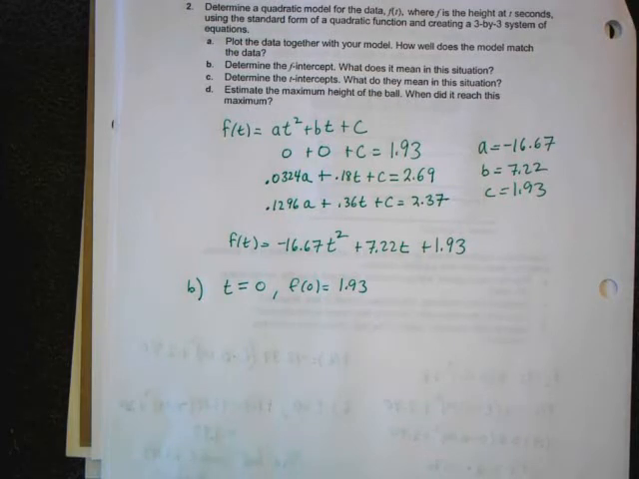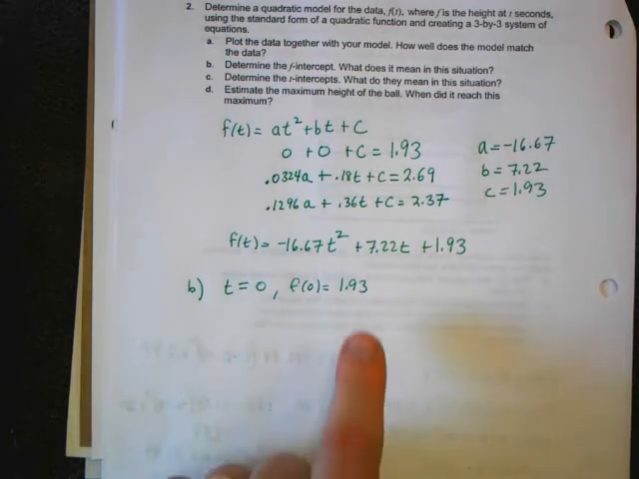At 0 seconds, the height is 1.93, so that was the starting height of the ball. When it was released, it was 1.93 feet high.